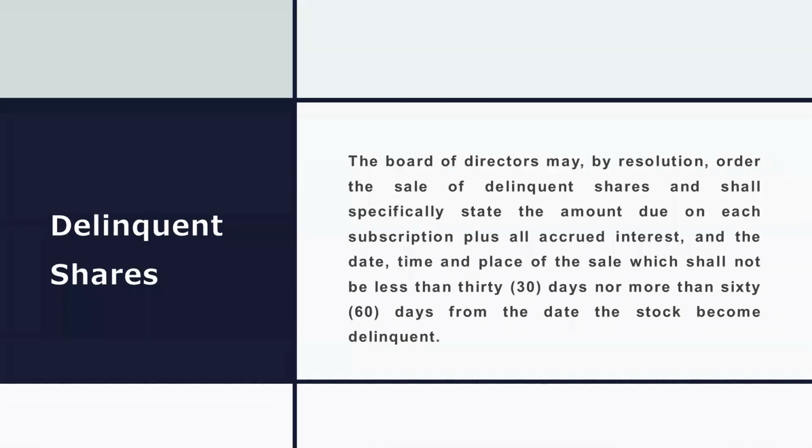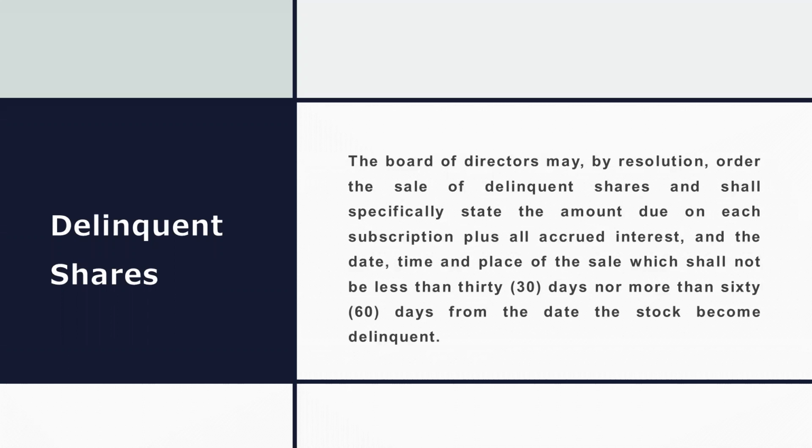Okay? Now, if we are talking about subscriptions, there's really a possibility that we will consider delinquent shares. So what are delinquent shares? The board of directors may, by resolution, order the sale of delinquent shares and shall specifically state the amount due on its subscription plus accrued interest and the date, time, and place of the sale, which shall not be less than 30 days nor more than 60 days from the date the stock becomes delinquent.